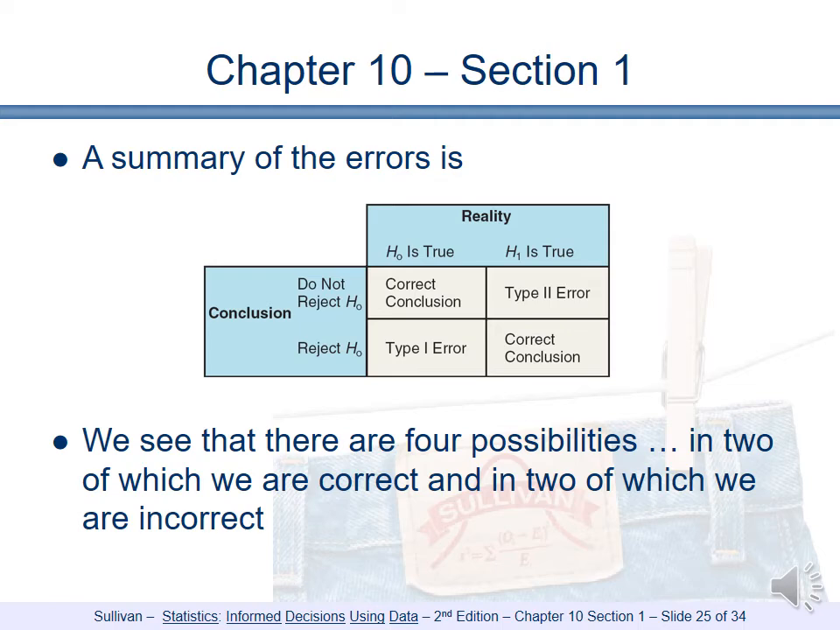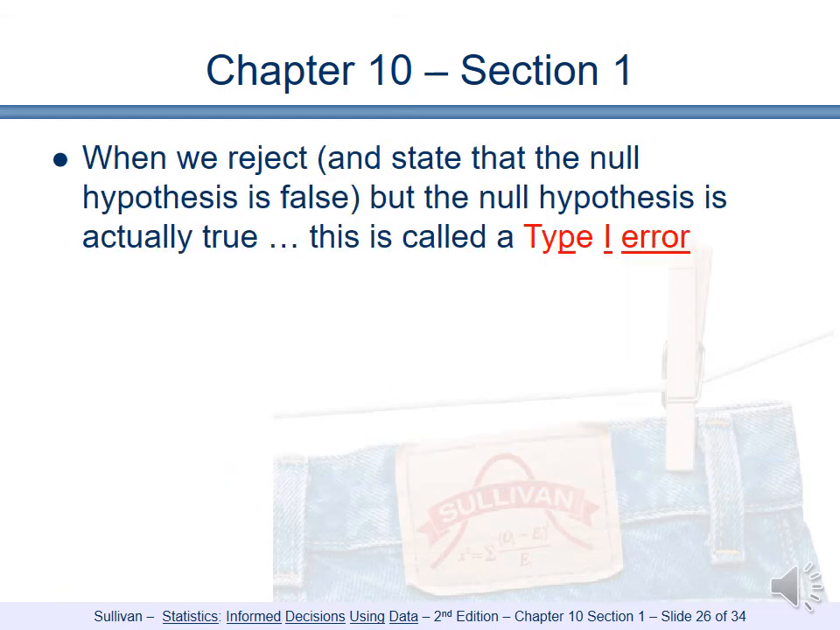Here's what it looks like. The summary of the errors. If H sub 0 is true and we do not reject, we have the right conclusion. If H sub 1 is true, but we do not reject, we've created a type 2 error. If H sub 0 is true and we reject, we have a type 1 error. And if H sub 1 is true and we reject, we have the correct conclusion. We can see there are 4 possibilities, 2 of which we are correct and 2 of which we aren't. So basically we have a 50-50 chance of getting it right.